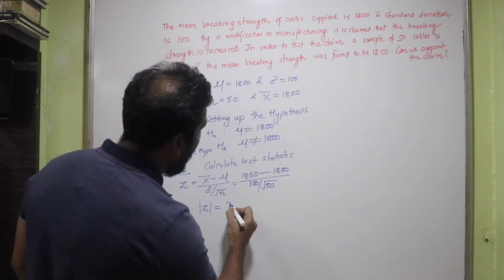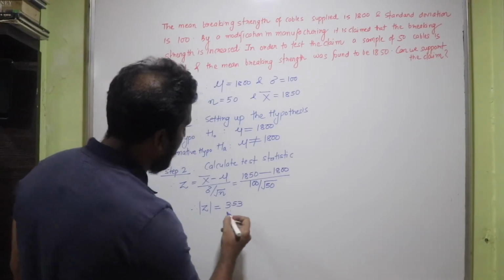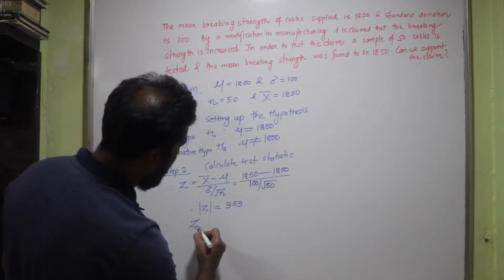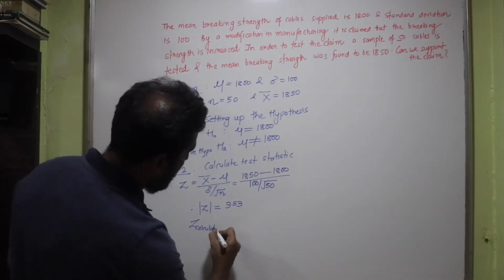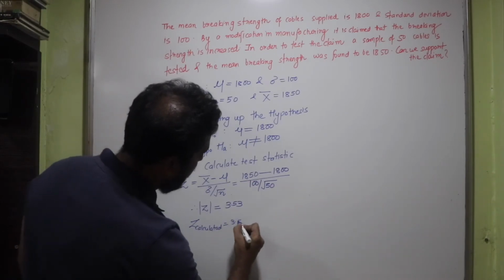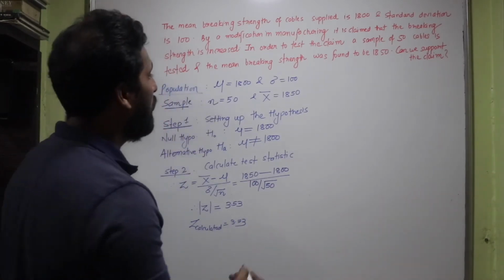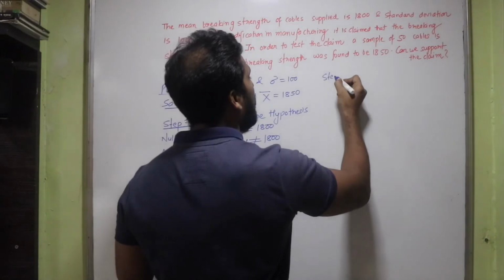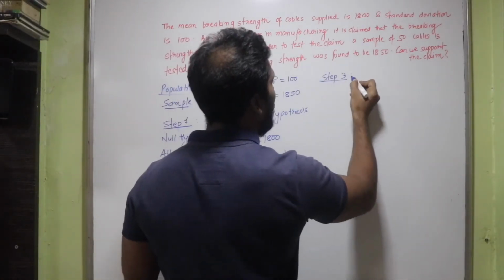This is the calculated value, isn't it? So 3.53, this is the calculated value. So Z calculated is 3.53. Further, step 3 is to set up the level of significance.